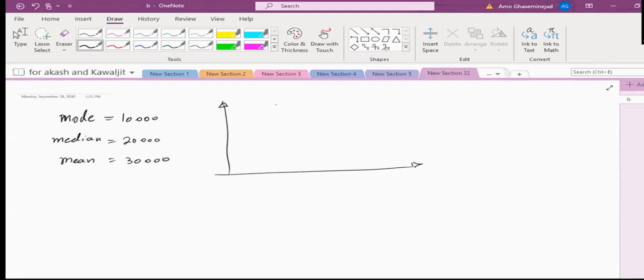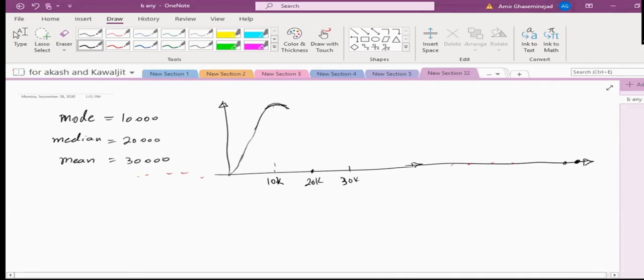Okay. The mode is 10,000. Mode is the most frequently observed. So here at 10,000, 10K, we have a maximum. And of course, the income cannot be negative, so it should be something like this. And then we have 20K and 30K. And now that the mean is 30,000, where are the outliers? Are the outliers here or here? The right side. Yeah, outliers are on the right side. In other words, we know that this curve is skewed to the right because the mean is affected by the outlier. So there are some outliers here that would cause the mean to shift to the right side. This is the mean according to the data that was given to us.